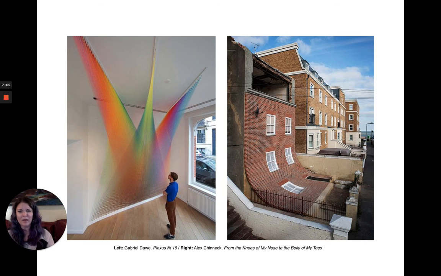On the right, we have Alex Chinek. So this is From the Knees of My Nose to the Belly of My Toes. And this is essentially, they've taken the side of this building, removed it, and then reconstructed it to look like it slipped off the side of the building. So again, in my mind, this is a little bit more of a sculpture because it's not something you're really going in or experiencing or an environment. It's more just something you'd walk up to and look at.